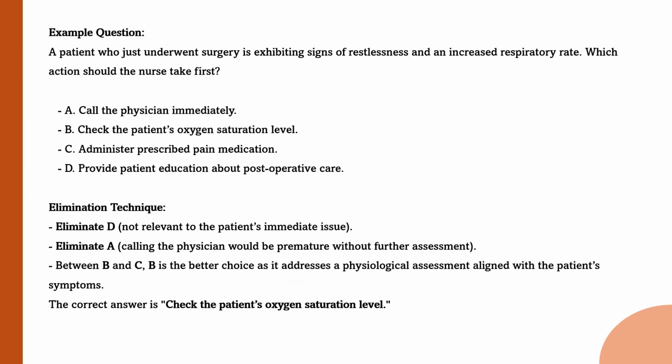Now, our first example: we have a patient who underwent surgery and is exhibiting signs of restlessness and increased respiratory rate. Which action should the nurse take first? Remember, we are using elimination, so let's look at what we can eliminate right here. The question is asking what would you do first. The question is not asking most important. Most important gives you the idea that you might need to skip your assessment and jump to intervention.